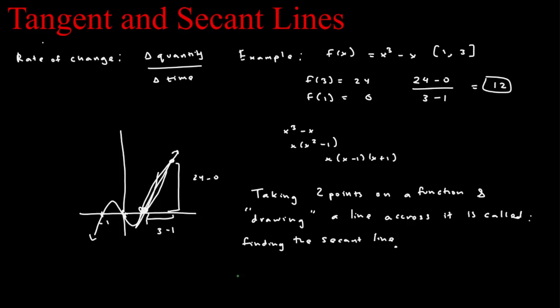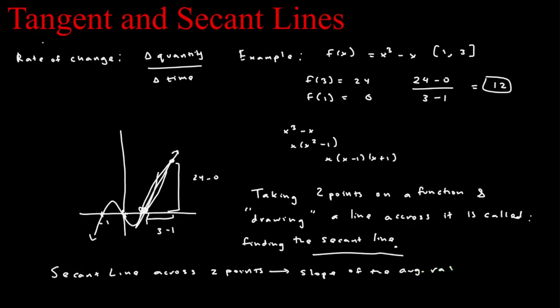So in other words, a secant line across 2 points is the same as finding the slope, the average rate of change across those points, and then finding the equation that describes it.